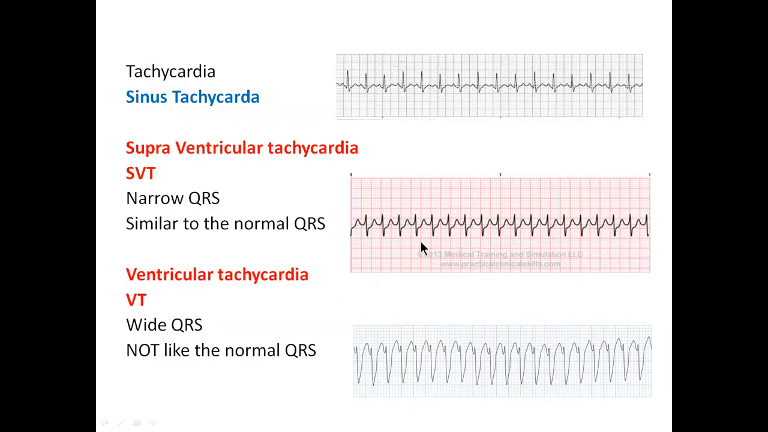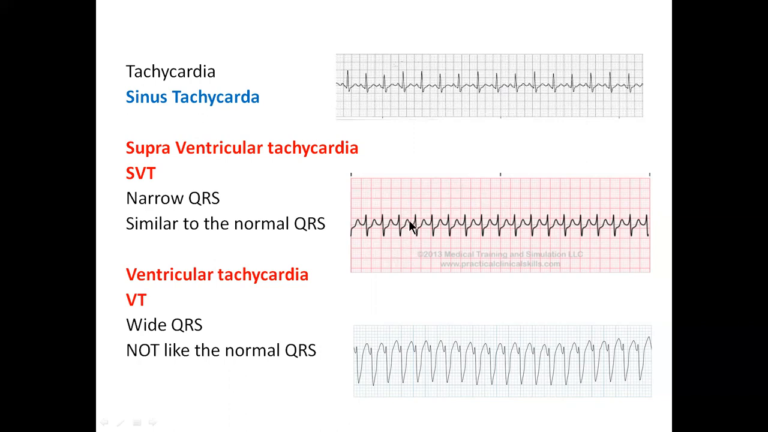Next, since we can't look at the PR interval, we look at the QRS. And the QRS starts here and ends here, right? And it is very thin. So thin QRS means it arose above the ventricles, so we call it supraventricular. And because it's going real fast, we call it a supraventricular tachycardia, okay, or an SVT.